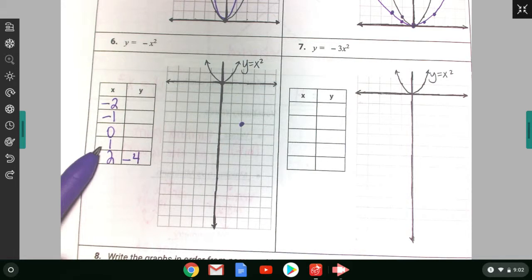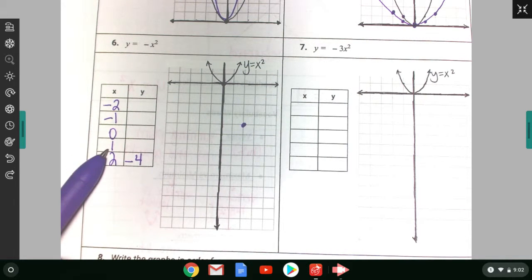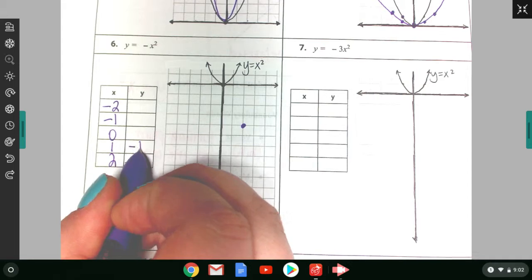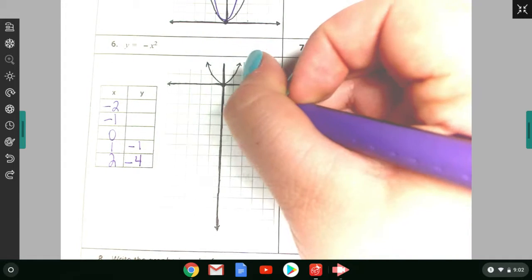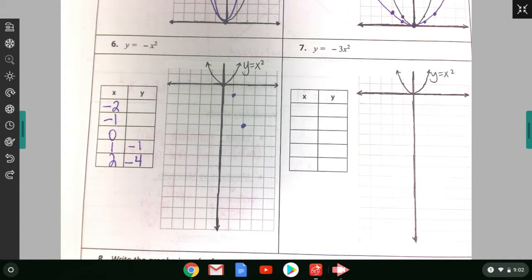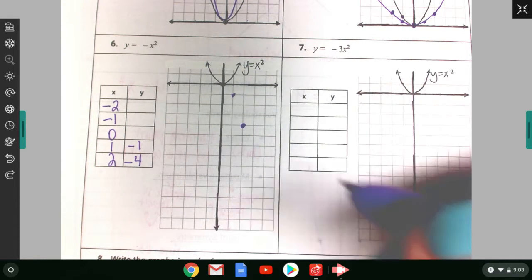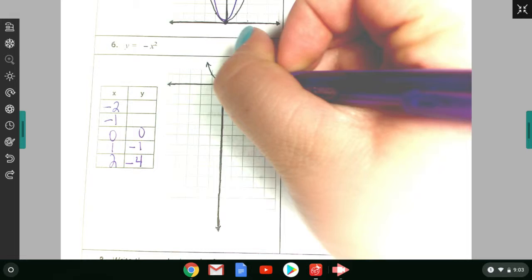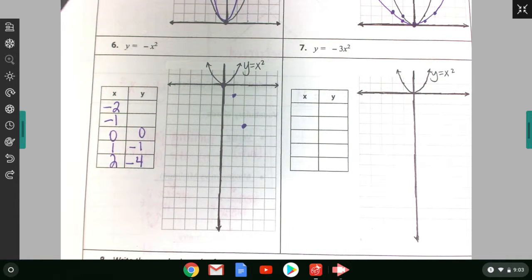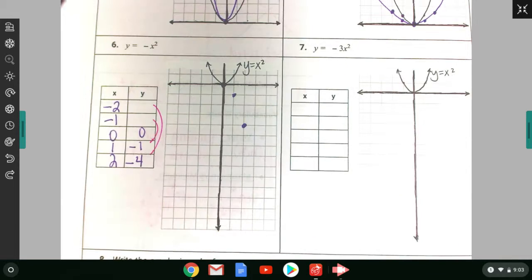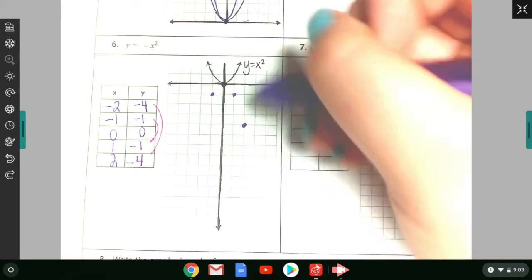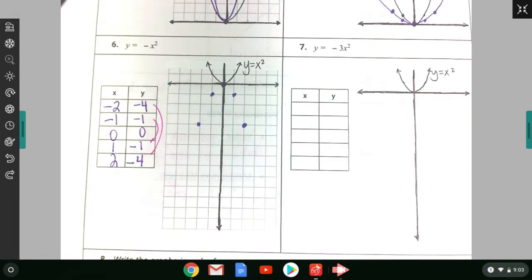If I plug in a 1, I've got 1 times 1 is 1, and then throw a negative on, you get a -1. So 1, -1. If I plug in a 0, I've got 0 times 0 is 0. -0 is just 0. So there's your point there. And then again, our reflection will happen. So I know there'll be a -1 and a -4, and I can just throw in those points.